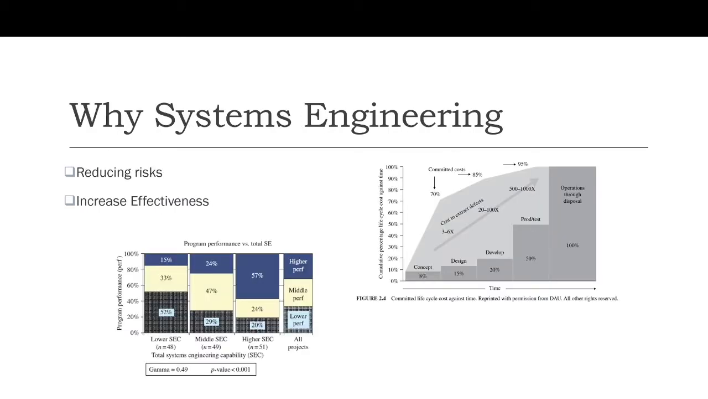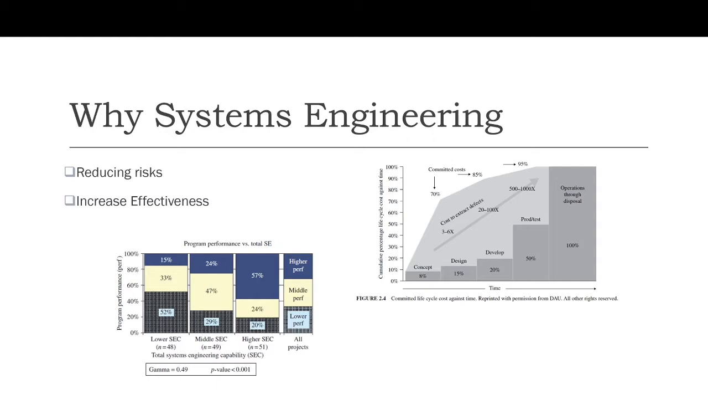So why do we need systems engineering? There are two specific reasons. One is that systems become complex, which I discussed in my previous video. If you haven't looked at that, please go and check out my video where I talk about complex and complexity. So here systems engineering is mainly required to reduce risks and also increase the effectiveness of product development. So let me explain these two figures from INCOSE.